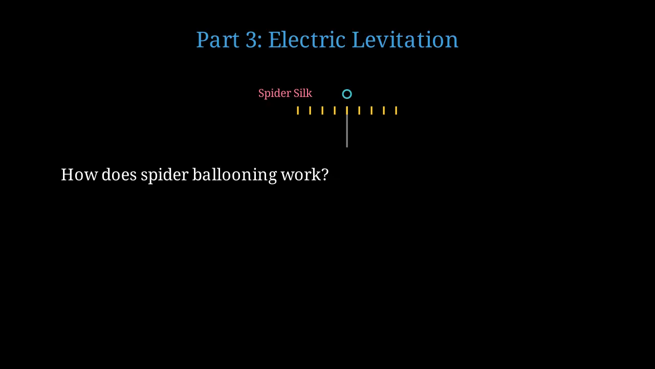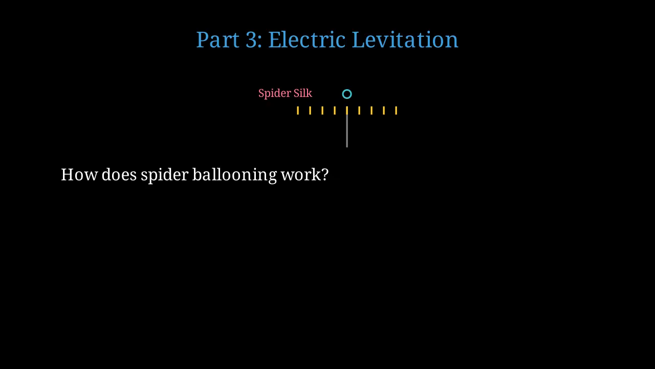Now we turn to electric levitation, where electric charges create repulsive forces. Some spiders use electric fields to fly. They release silk threads that become charged and are repelled by Earth's electric field. How exactly does this spider ballooning work?